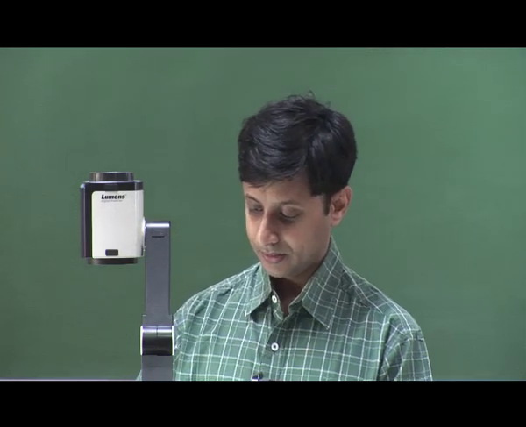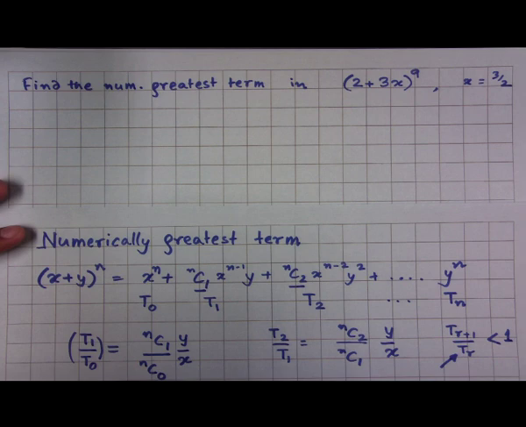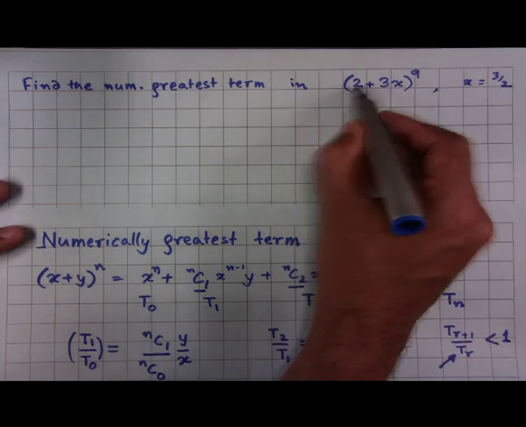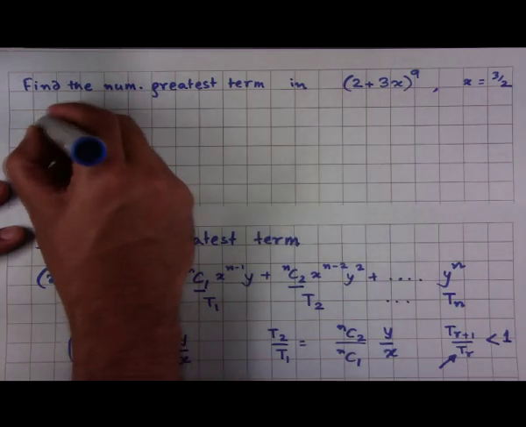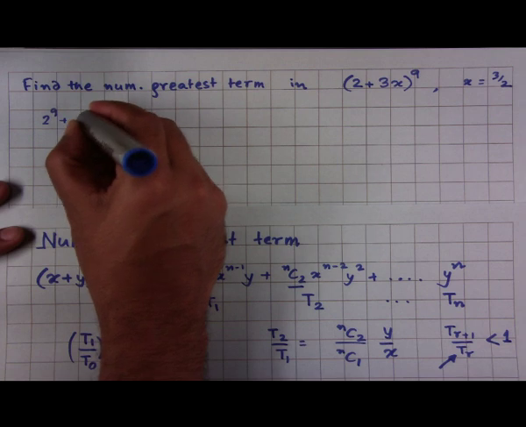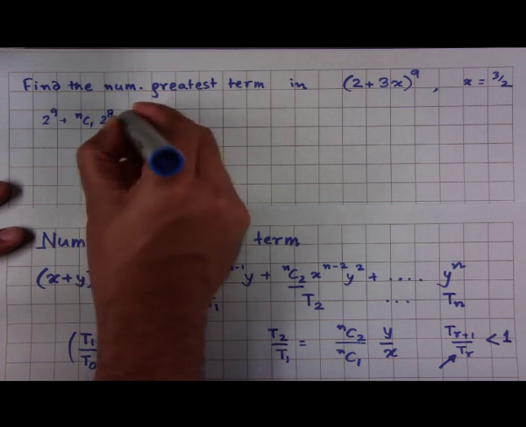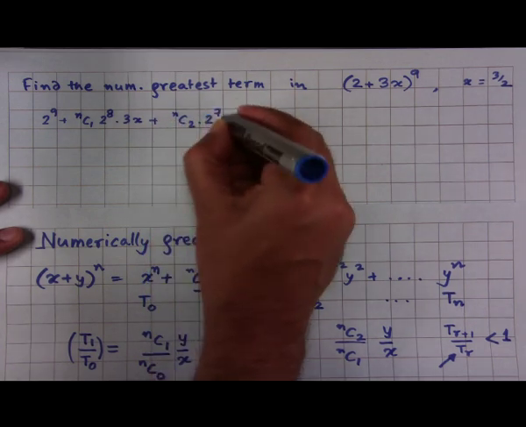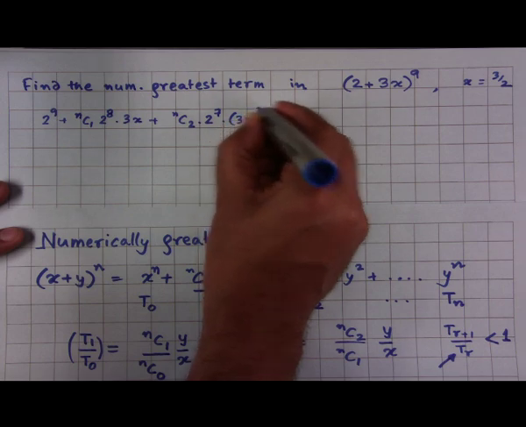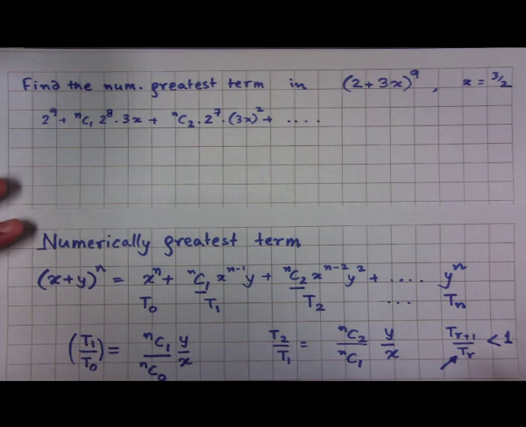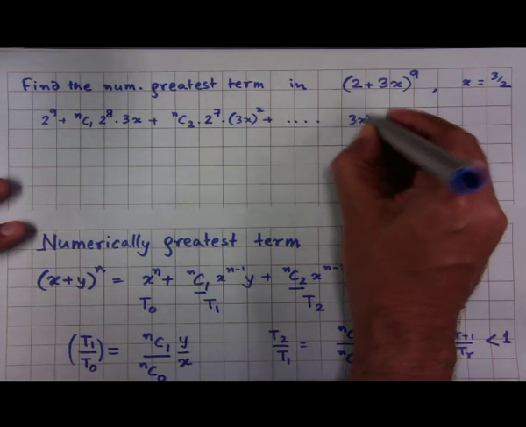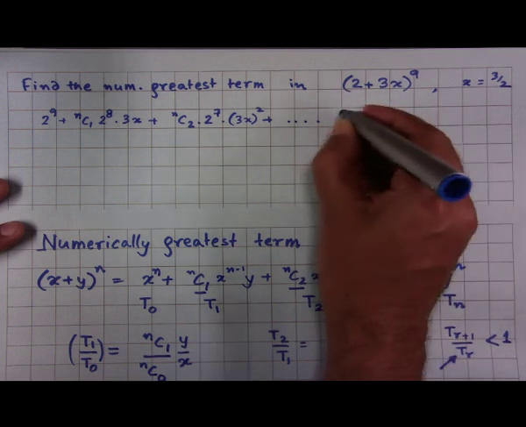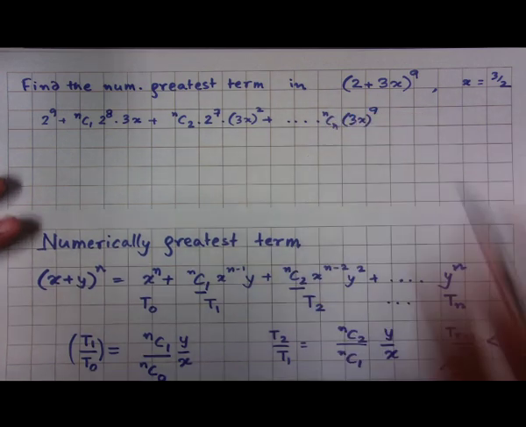Okay. So, what will you do over here? You can imagine this as 2 power 9 plus N C 1 times 2 power 8 times 3 x plus N C 2 times 2 power 7 times (3 x) whole squared plus dot dot dot, right, and then the last term is (3 x) whole power 9 times N C N.